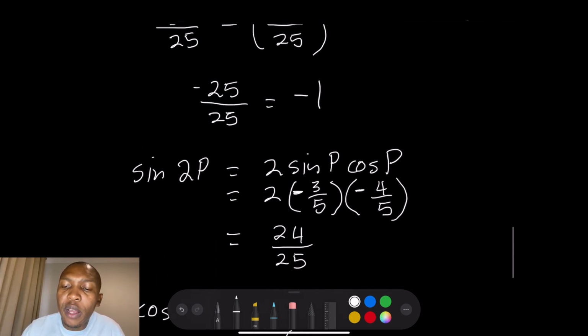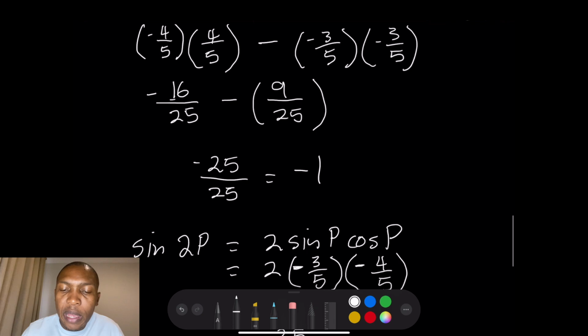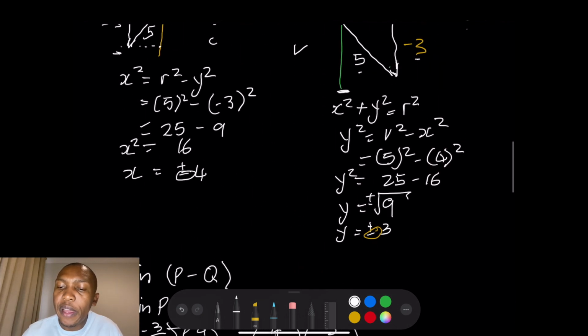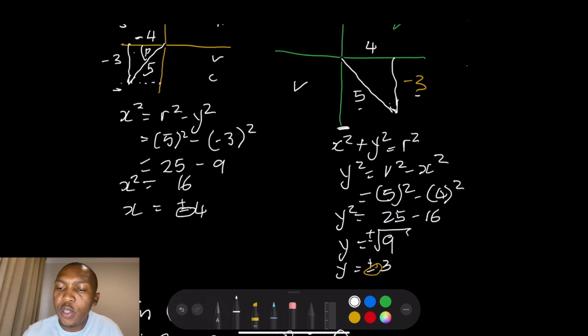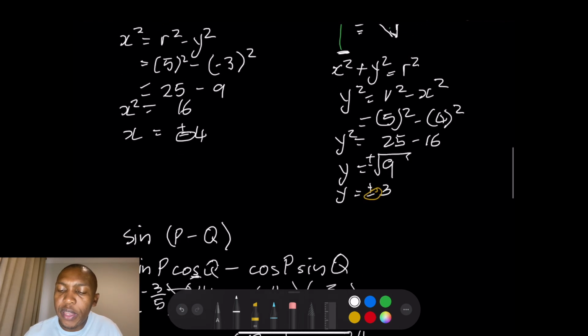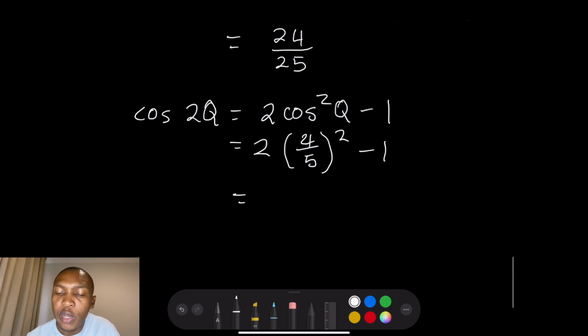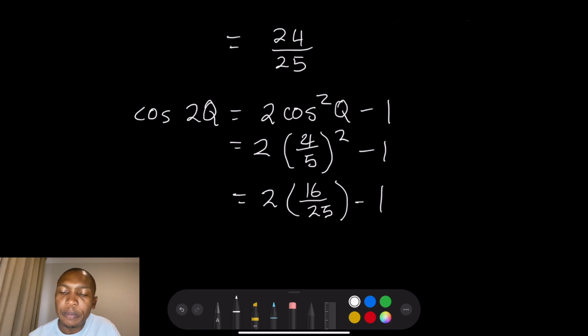Now, if you remember, cos of q in that case, what is that? Cos of q was 4 over 5, okay? Cos is x over r, so that's 4 over 5. So I just chose that one because we only have to deal with one trig ratio. 4 over 5 squared minus 1. And by the way, even if you chose the others, you're still going to land at the same point, okay, with the same answer. So this is going to be 2 times 16 over 25 minus 1.